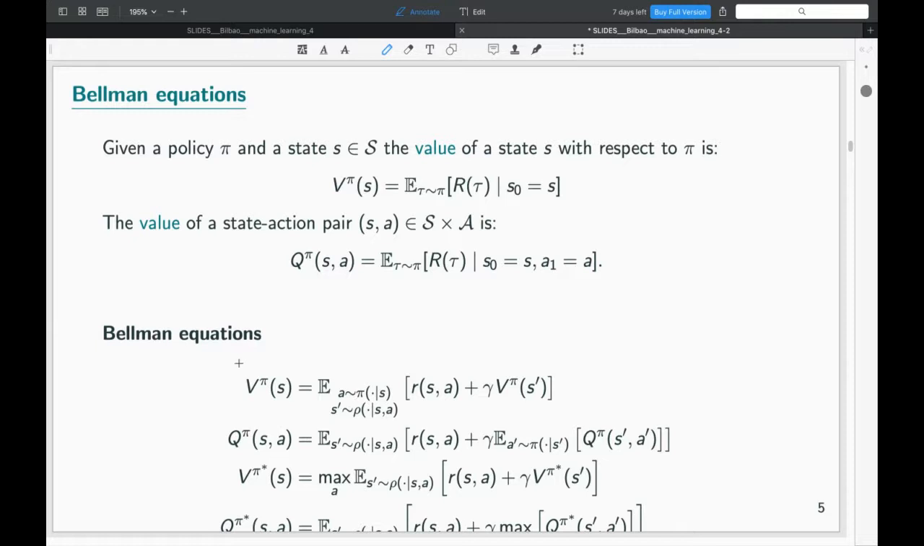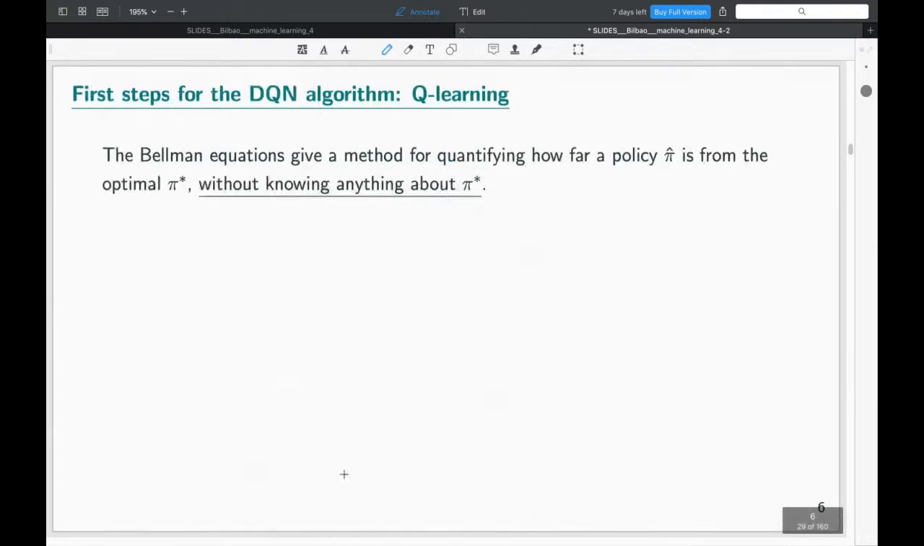And then we had these Bellman equations which relate the values of states and the Q values of state and action pairs with the rest. It relates these values and Q values between them. The most important one is this one, but unfortunately it's invisible. But we will see it now again.